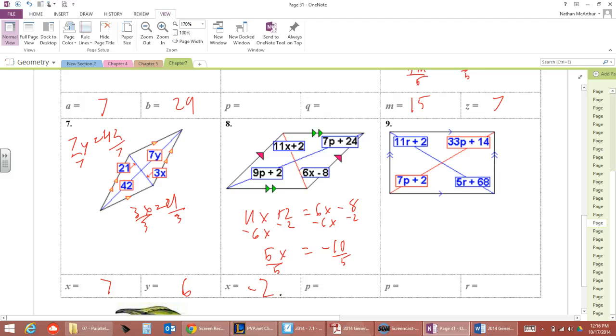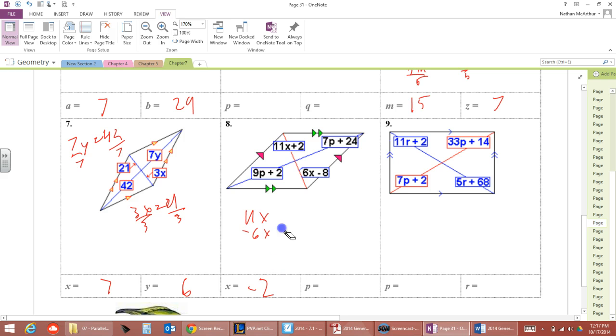Some part of that doesn't make any sense. Let me think about this for a second. That's actually really funny that x equals negative 2, because we know that distances can't be negative. But in this instance, this would be negative 20, and this would be negative 20. Therefore, the distance of the entire diagonal would be negative 40, which doesn't make any sense because distances can't be negative. But that's okay.